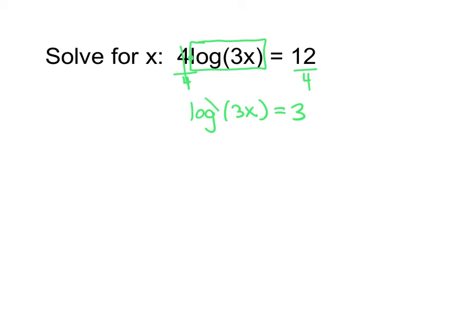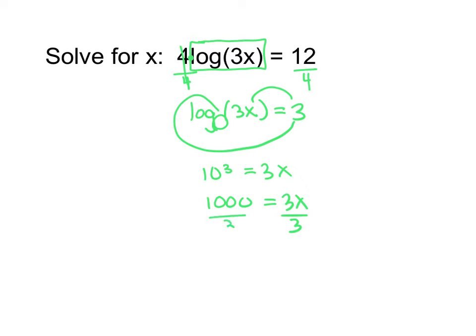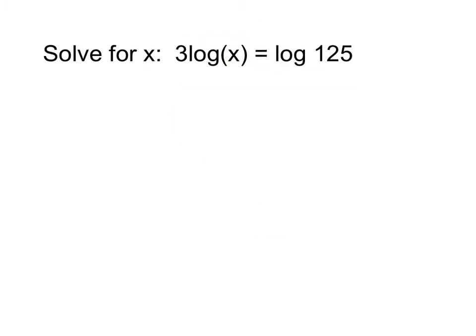Exponential form starts with the base, comes to this as a power, and it's equal to that. Remember, if there's no base, we assume it's a 10, the common base. So we get this equation. So this is 1,000 is equal to 3x, and when I divide both sides by 3, I get my value of 1,000 over 3. We leave things as fractions here, so do not give me the decimal form of that. I could check that, but it will check out to give me the correct answer because it is positive there.